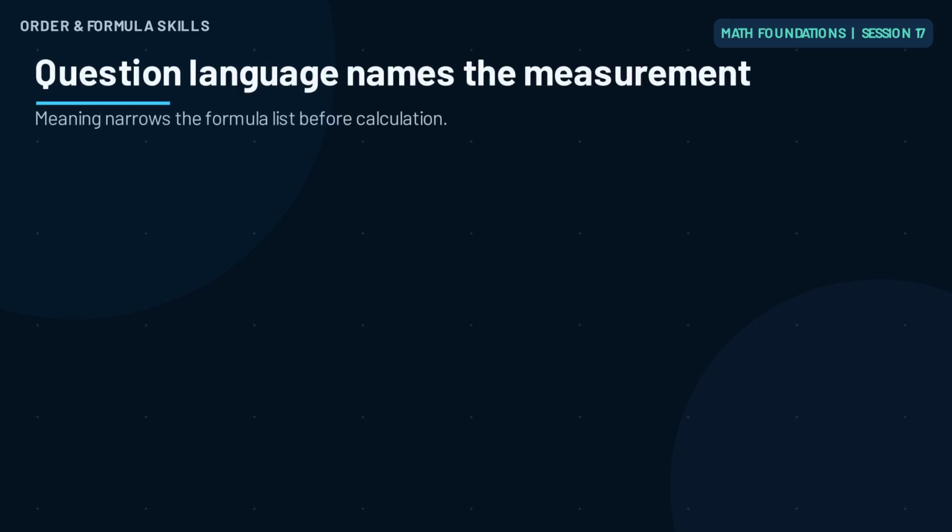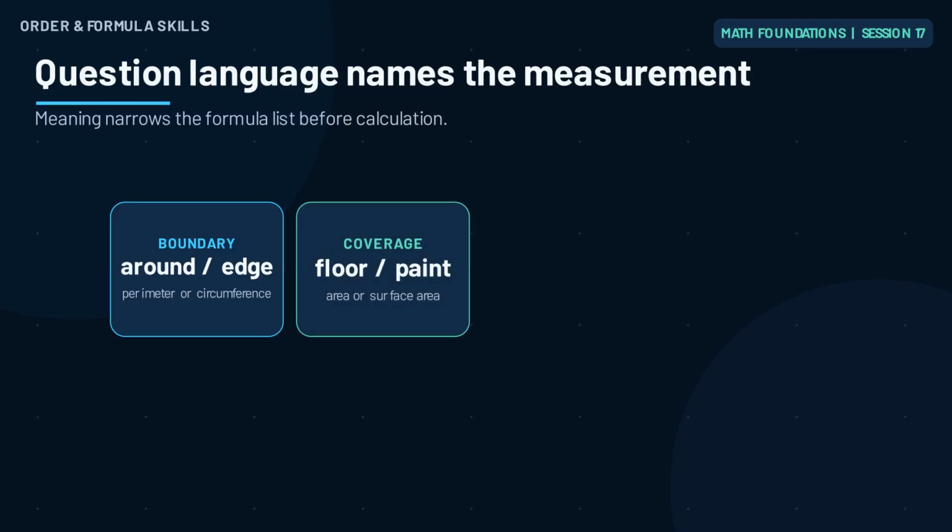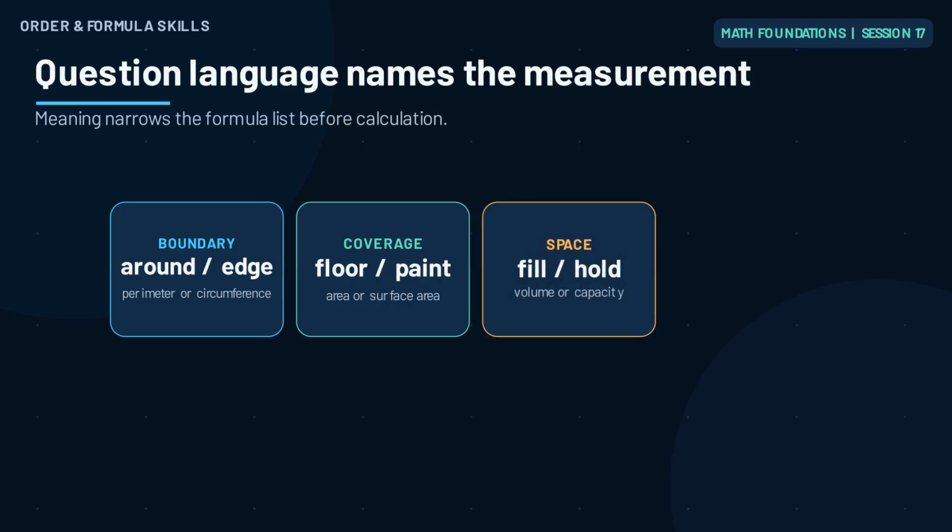Formula selection begins with meaning, not with hunting for familiar letters. Boundary language such as around, edge, or fence points toward perimeter or circumference. Coverage language such as floor, paint, or face points toward area or surface area. Space inside language such as fill, hold, or container points toward volume or capacity.